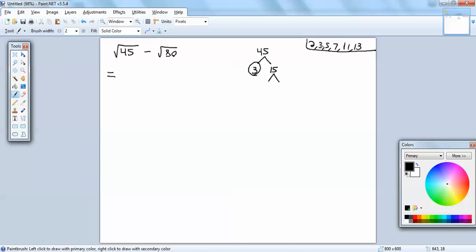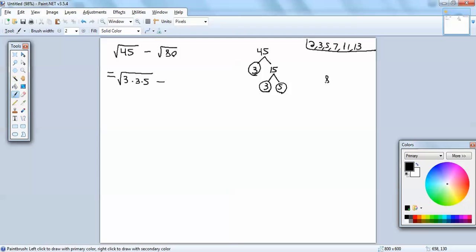Now I'm still on my prime 3, and this is divisible by 3. 3 times 5. 3 is prime, so circle it, and 5 is prime, so circle it. So 45 is 3 times 3 times 5.